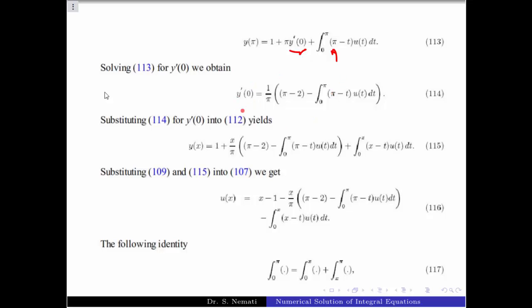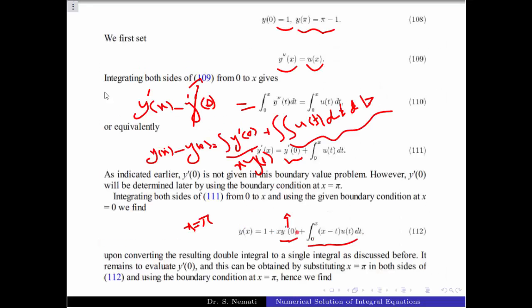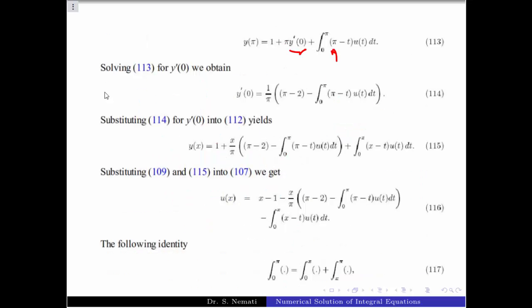Now that we have the value of y prime of 0, we go back to our equation 112 and replace, instead of y prime of 0, the expression equivalent to it. So we have y of x equals 1 plus x times y prime of 0, which is this expression, plus the integral of x minus t u t dt from 0 to x.